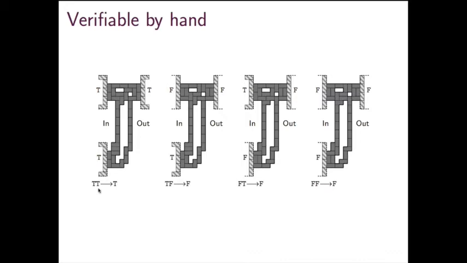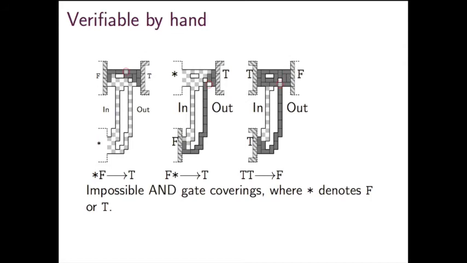And then, of course, I want to make sure that if one of the inputs is false and the output is true, then I can't cover it. So I'm here both true, and then this output is false. And again, the same way that we did the NOT gate, we just put in the tiles which are forced, and we end up with some contradiction where we can't complete the covering.